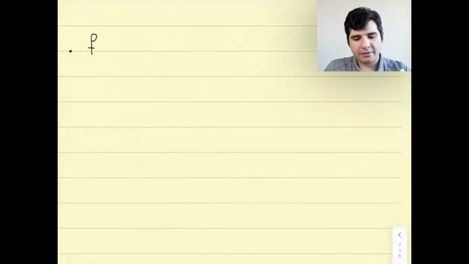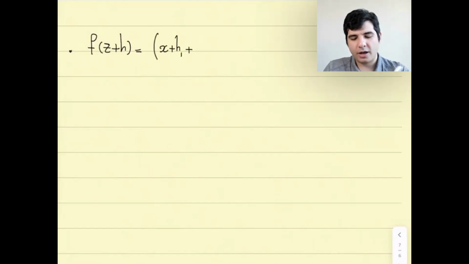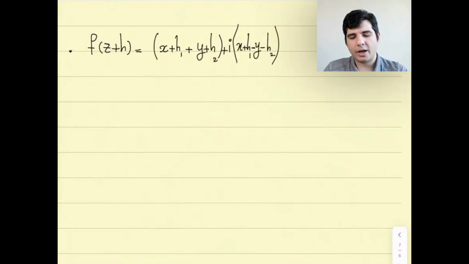So what is f of z plus h? So f of z was x plus y plus i times (x minus y). So z plus h would be x plus h1. This is the x part. Plus y, which would be y plus h2. This would be the real part. Plus i, imaginary part, was x minus y. Right? This is f of z plus h.